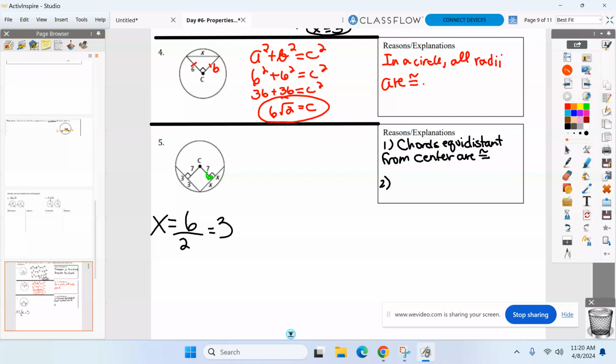And the reason we cut 6 in half, second time we're writing this today: a diameter perpendicular to a chord bisects the chord. Questions? All right, you are on your own for this one.